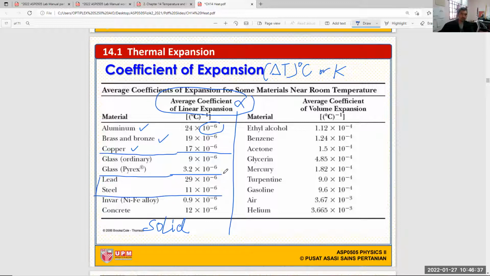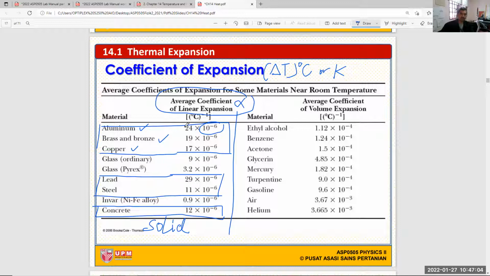These are in the box. It's a metal, so metal has a higher value than non-metal such as glass. We also have concrete there. Concrete is actually a mix of cement with steel, so we have such a value there. The 12 is also higher. So these are all the values of what we call the coefficient of linear expansion.